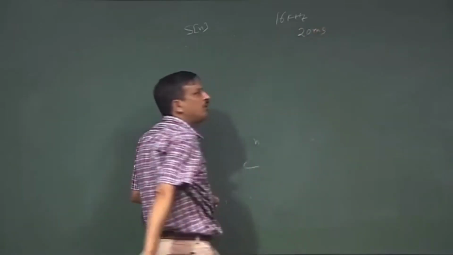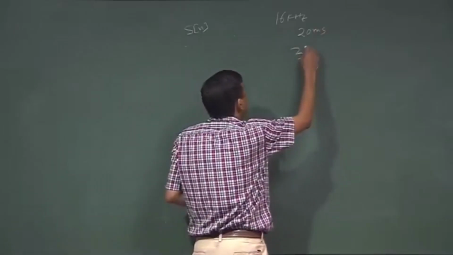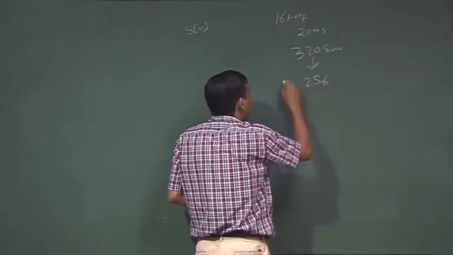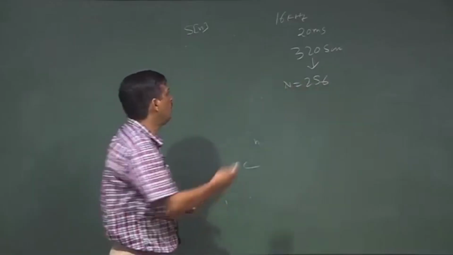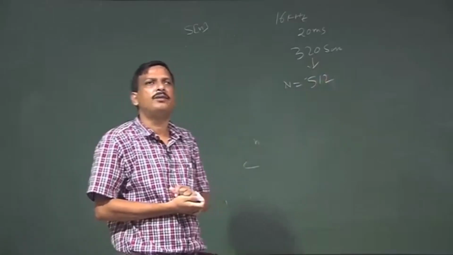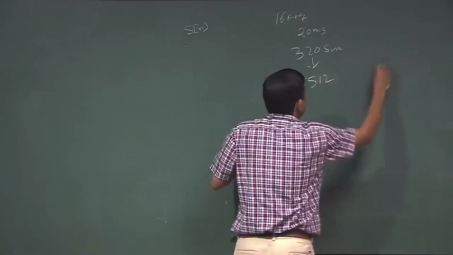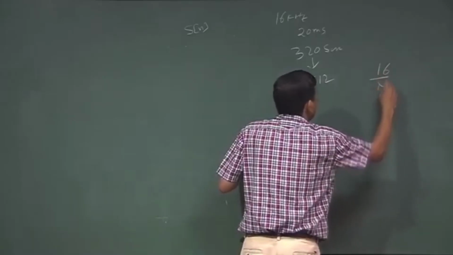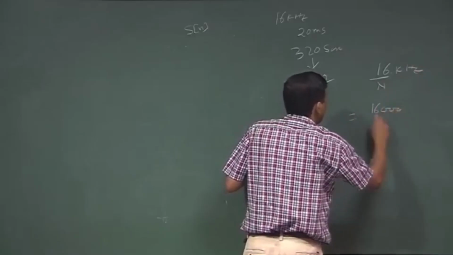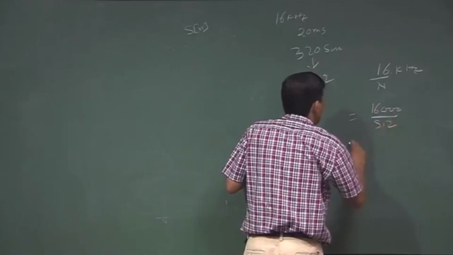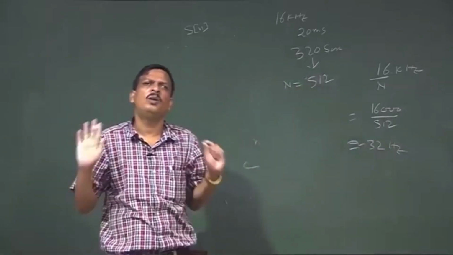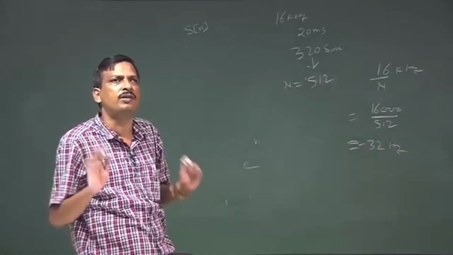So, how many samples should I get? 20 millisecond gives 320 samples. So, what should the DFT size be? 256? So, n, the length of the DFT, is 512. I have applied a 512-point DFT. So, what is the resolution? 16 kilohertz divided by n. 16,000 divided by 512 is almost 32 hertz, 32 to 33 hertz. Okay, I am satisfied. The resolution is 32 hertz.